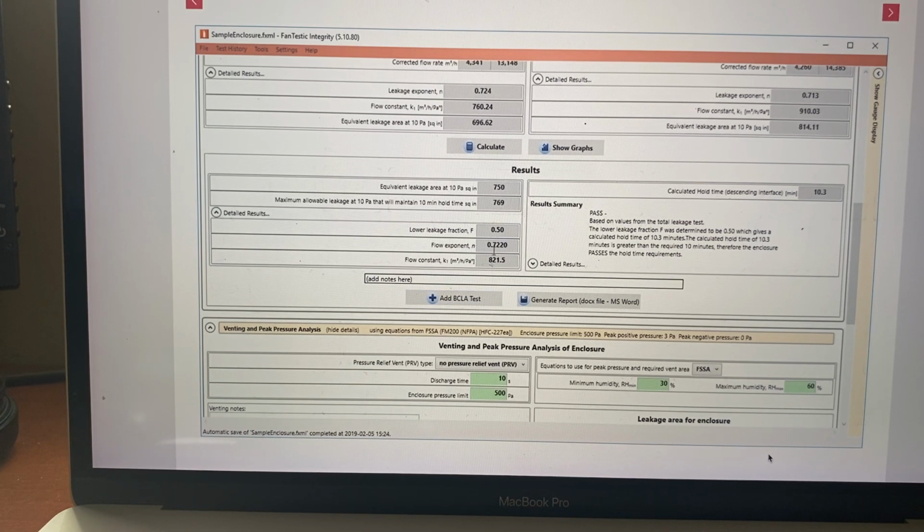Below that, we have the averaged exponent value. So the average of the two sets is 0.7 in this case. And to the right of that, we have our hold time statement.